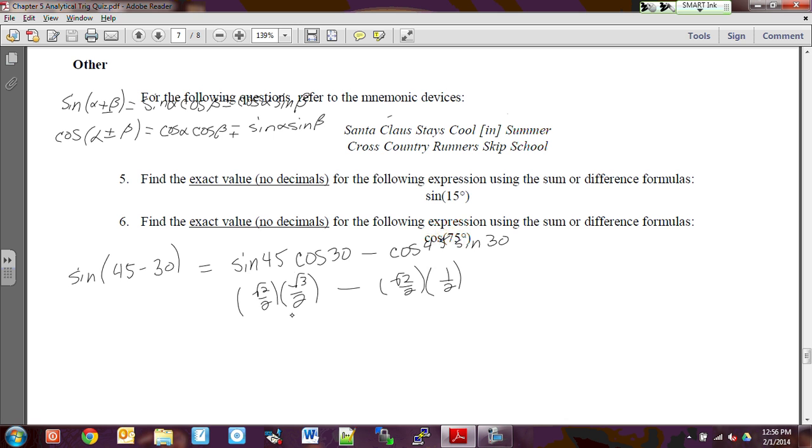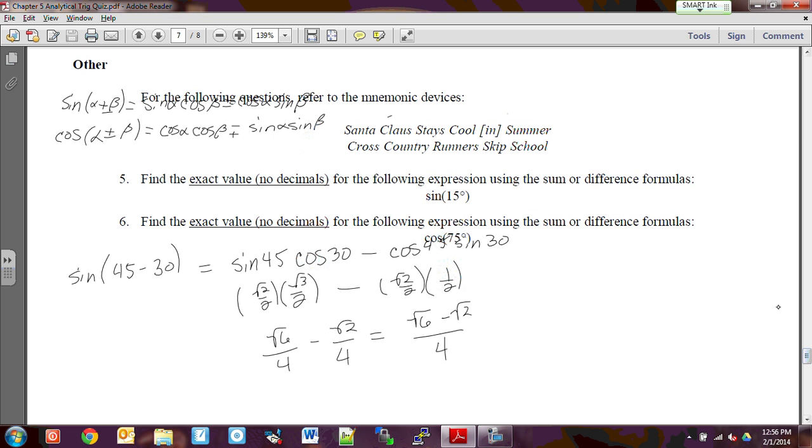Now, you just multiply these together. Square root of 2 times the square root of 3 is the square root of 6. 2 times 2 is 4. Minus square root of 2 over 4. Write them as a single fraction. Square root of 6 minus the square root of 2 over 4. Remember, leave these radicals separate. Don't try to subtract them. It is not the square root of 4 over 4. It's the square root of 6 minus the square root of 2 over 4.